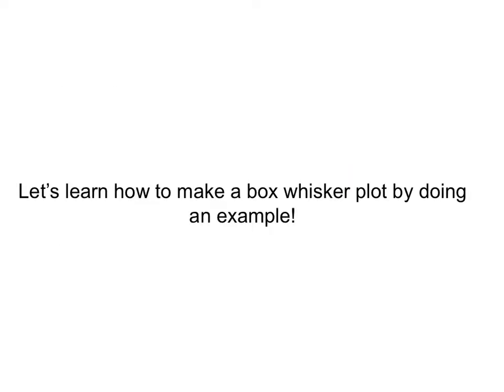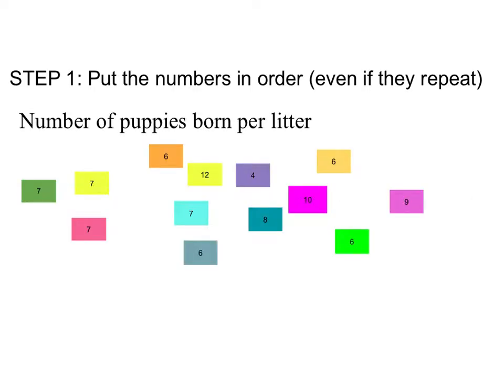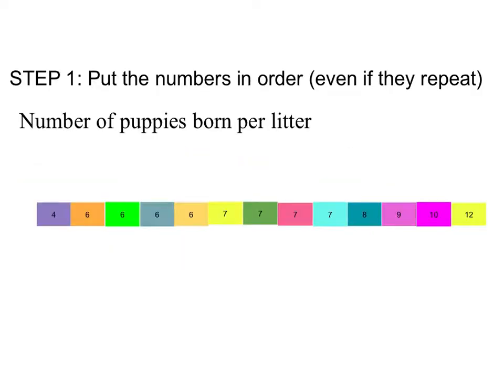Let's learn how to make a box whisker plot by doing an example. Step 1. Put the numbers in order, even if they repeat. So you're given a data set. In this case, it's the number of puppies born per litter. The first thing you're going to do is take these numbers and put them in order from least to greatest. Now I have the numbers arranged in increasing values, from 4 all the way up to 12.